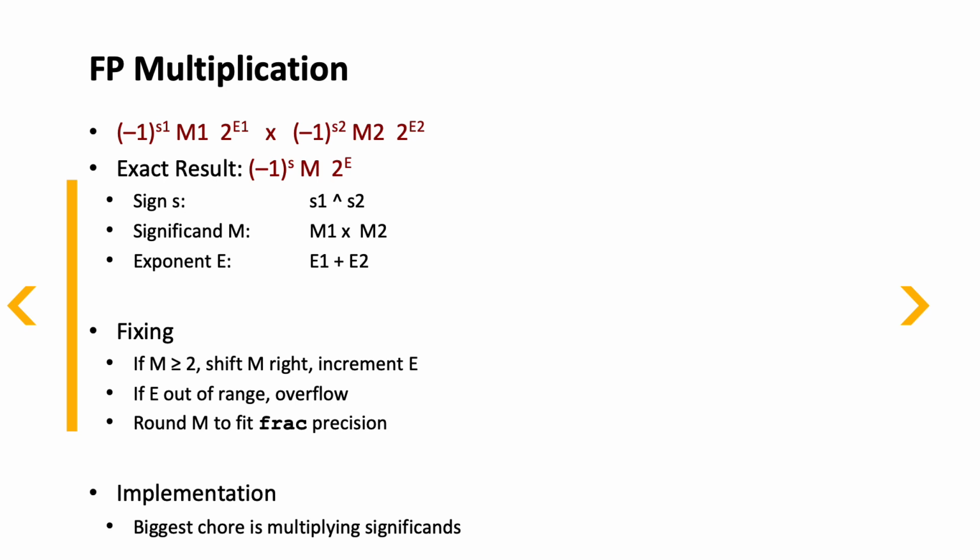Once that's taken care of, we just have to round our significand so that we can fit it into the bits we have available in the frac field. Now, the biggest chore of this, it might sound a little complicated, but we're actually going to do some examples of this a little further on in the video, and it's not scary at all, I promise. The biggest chore is just multiplying the significands, actually, right? Remember when we talked about multiplying integers, that can be costly. That's the biggest, hardest thing we actually have to do is multiply those two values together.